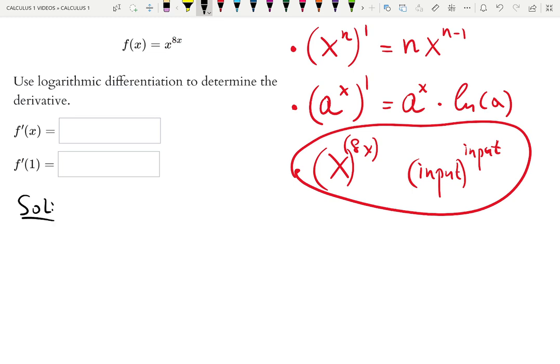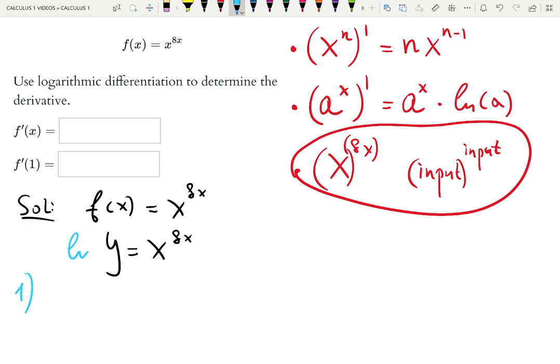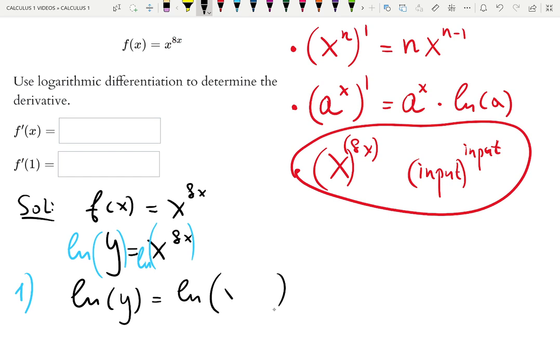So let's work through this problem. F of x equals x to the 8x. I'll call it y to be faster. Y equals x to the 8x. Step 1, I'll show you steps. I like teaching using steps. Apply natural log to both sides, ln of the left and ln of the right. You will have natural log of y equals natural log of x to the 8x.